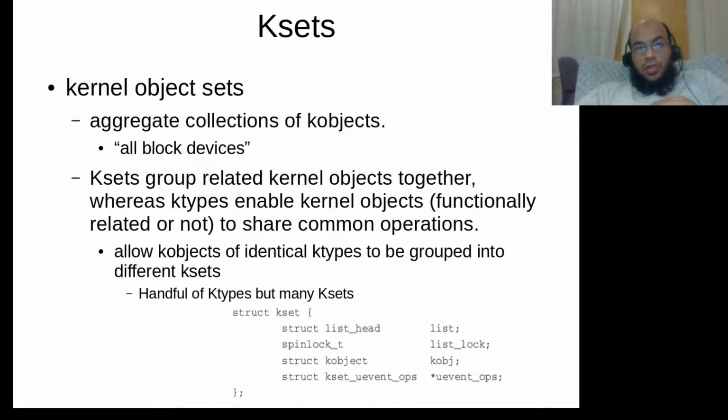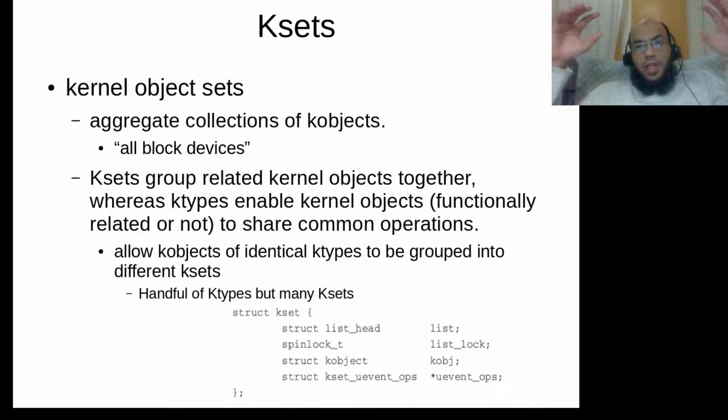They're different from kobjects in the sense that ksets group related kernel objects together, so they are sort of in a list together, whereas ktypes enable kernel objects to share common operations. So in general, there are very few ktypes, but there may be many ksets.